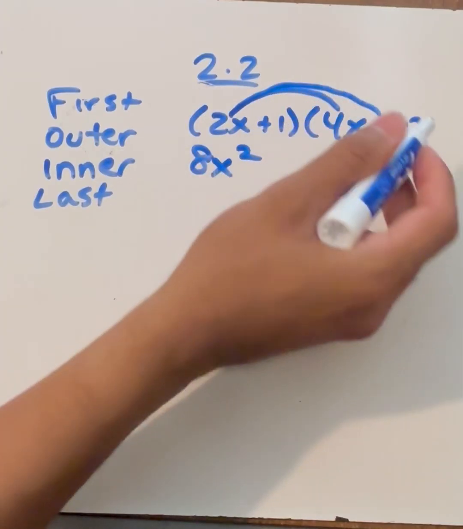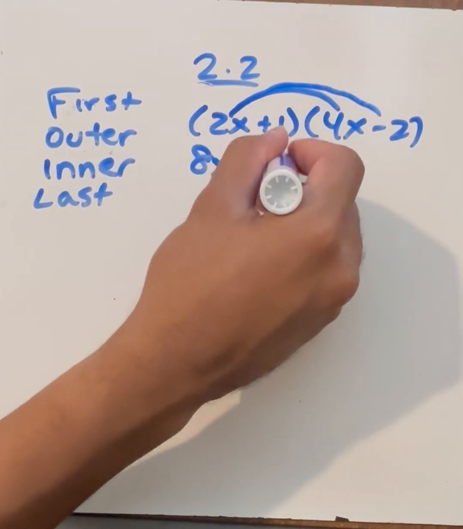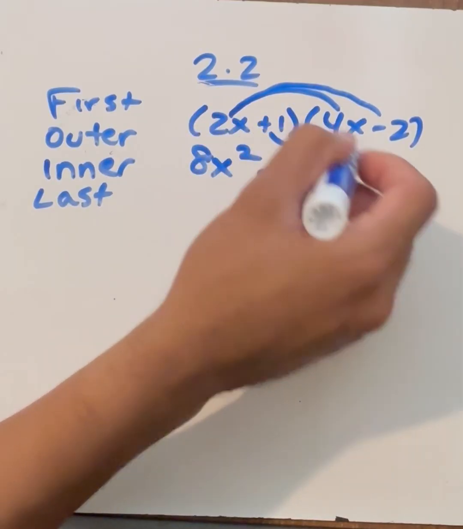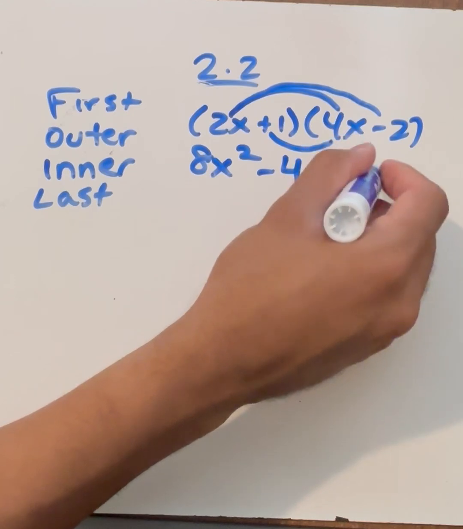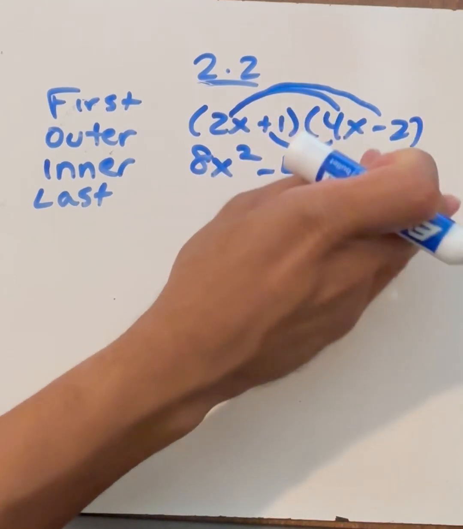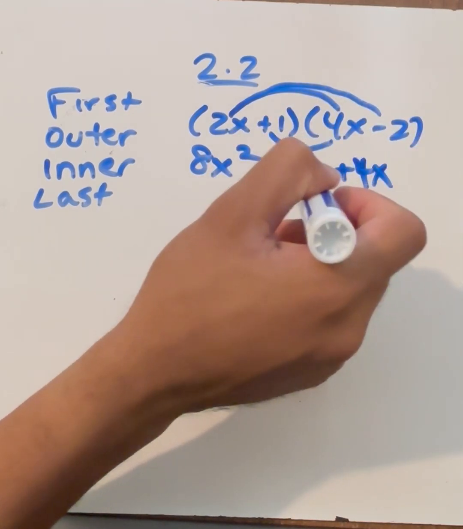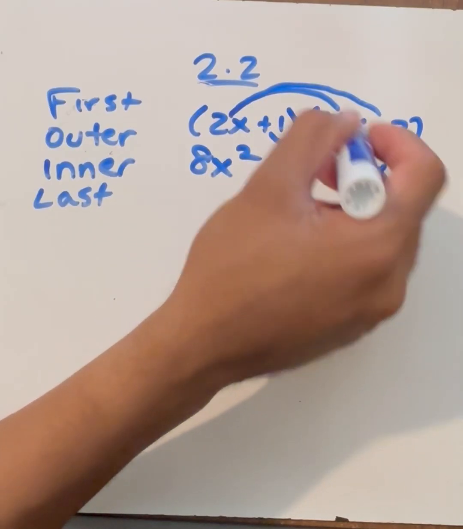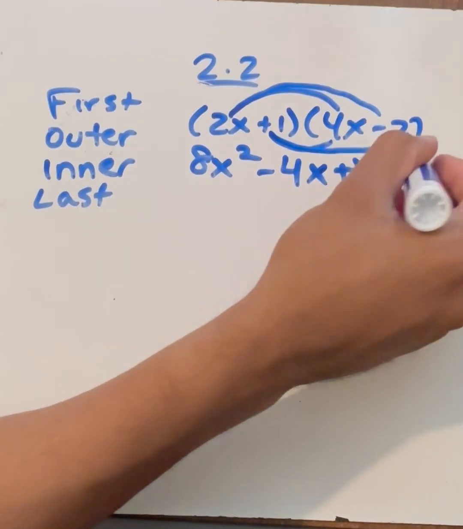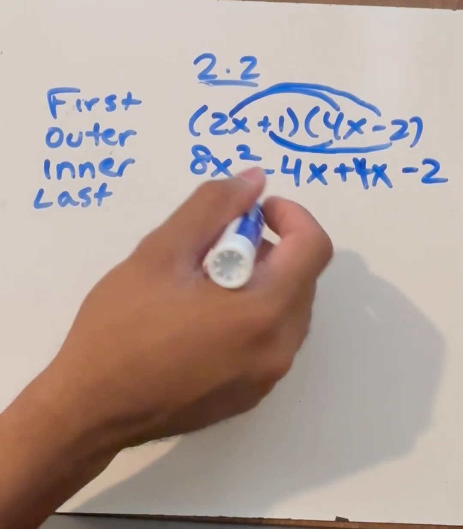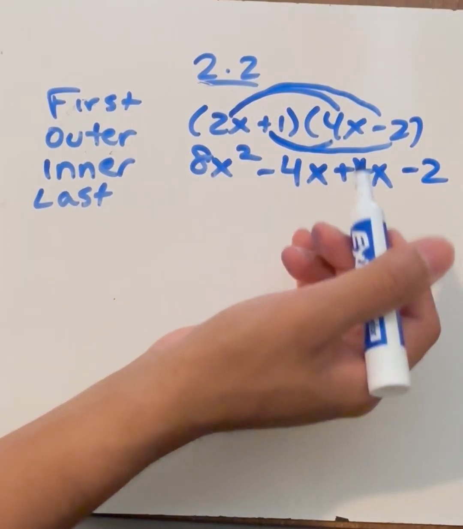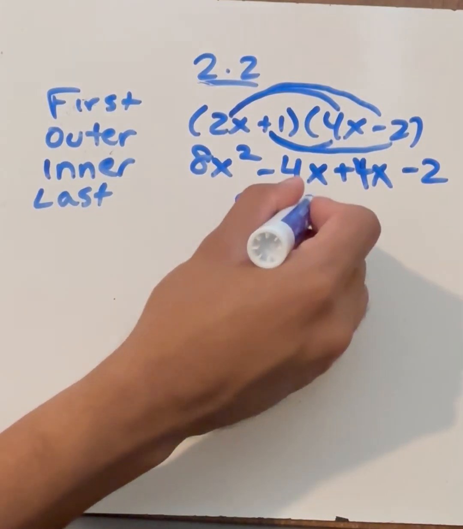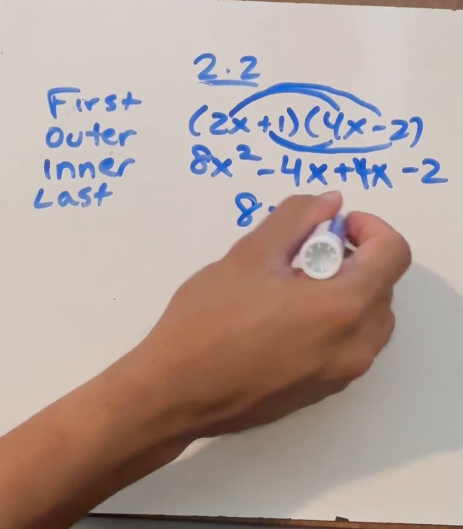2x times negative 2, 2 times negative 2 is negative 4. The x tags along. And then this one, 1 times 4 is 4. The x tags along, so plus 4x. And then 1 times negative 2 is negative 2. Now, minus 4x plus 4x, negative 4 plus 4 is 0, so we have 0x, so we don't have to write that. So 8x squared minus 2. And that's your answer.